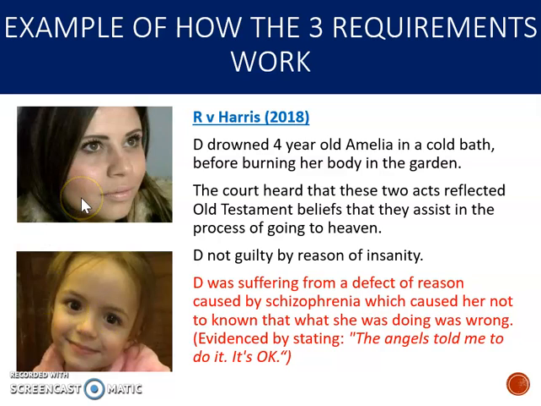And Mrs. Harris was found not guilty by reason of insanity because she believed she was sacrificing her daughter in order to save the world. During the trial, psychiatrists for both the prosecution and the defence agreed that Harris had paranoid schizophrenia. Harris was suffering from delusions that Amelia was actually a fallen angel who needed to be sacrificed in acts reflected in the Old Testament, i.e. drowning and then burning, in order to return Amelia to heaven in order to save the world.